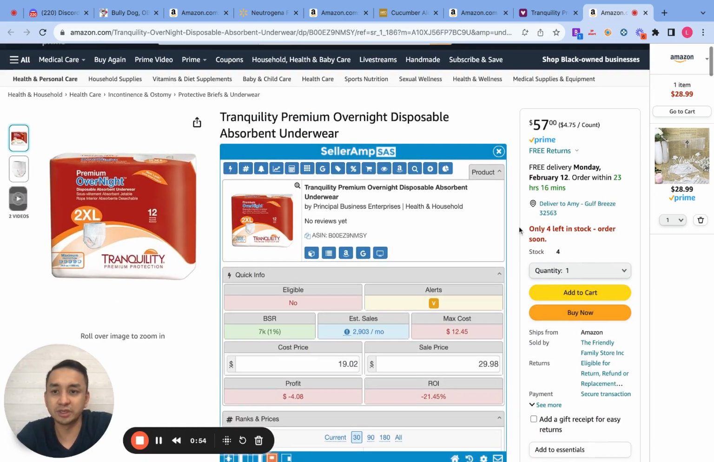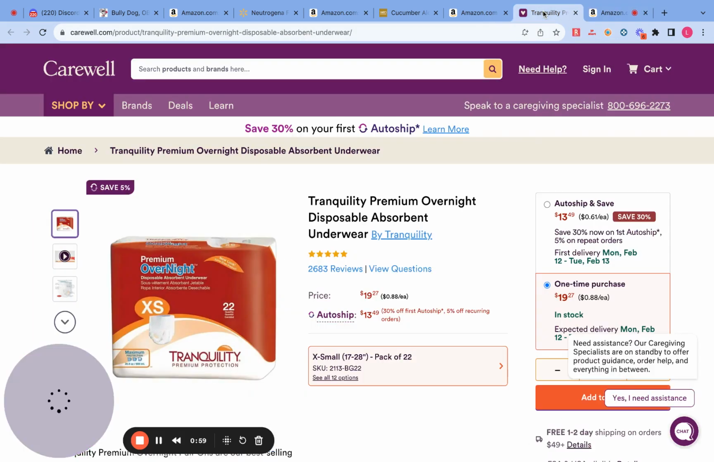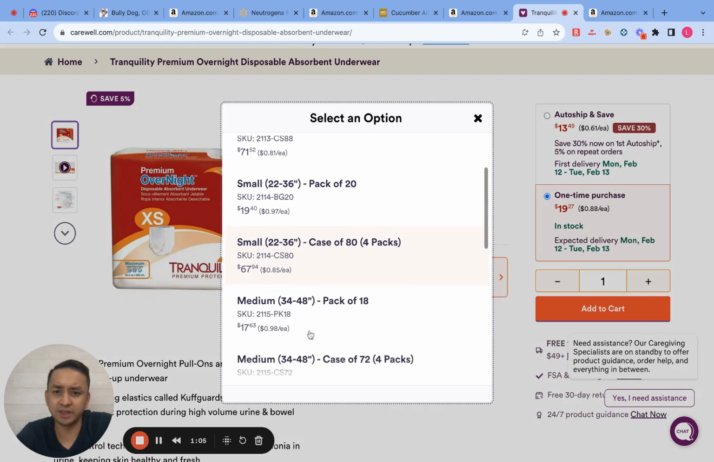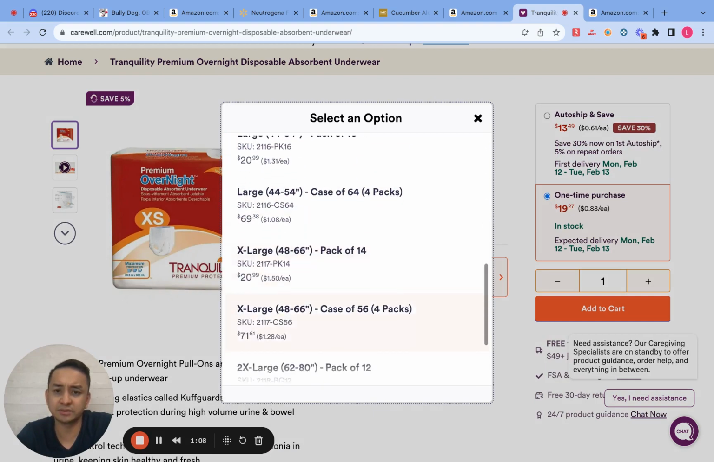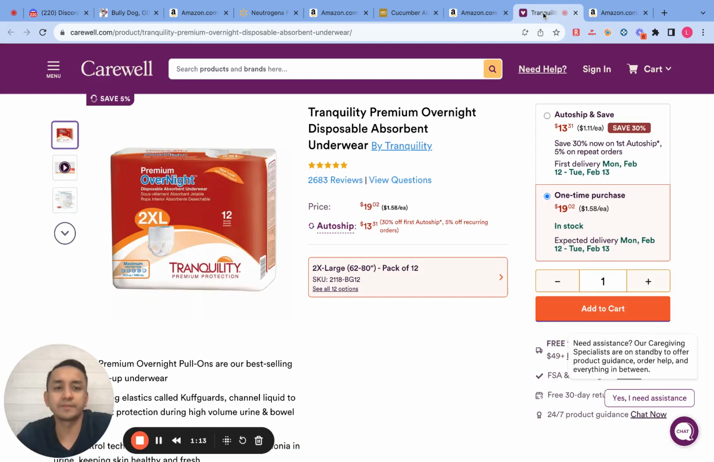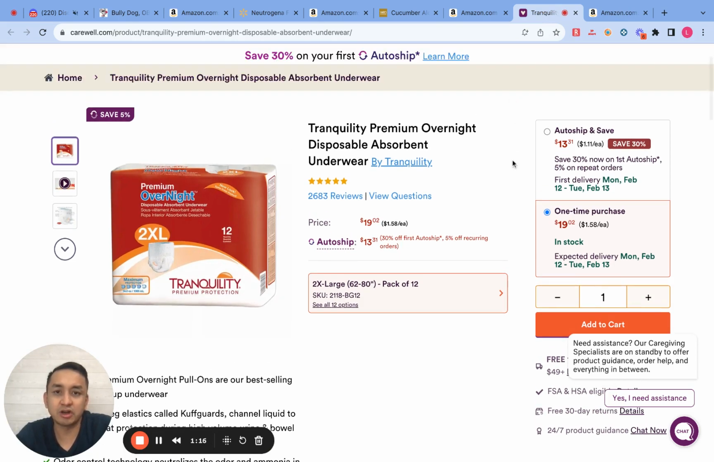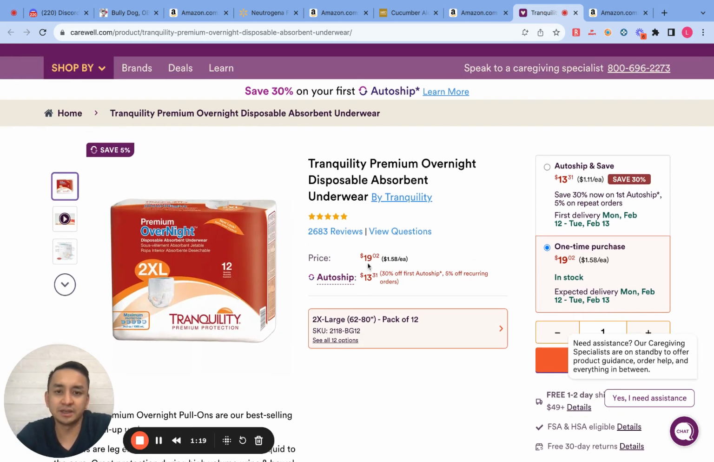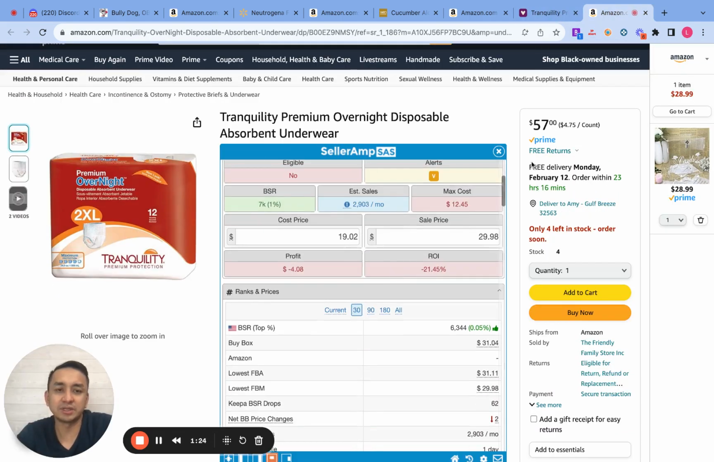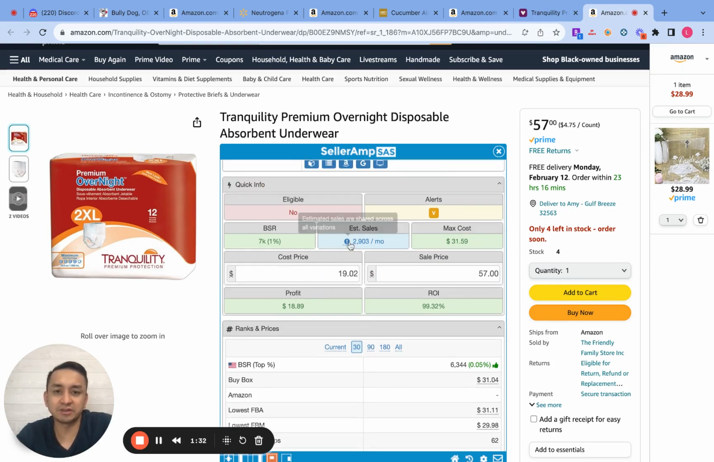So for example, this one is a Tranquility overnight underwear. So it's adult diapers, I believe. The size is double XL, I think. Let's see. So yeah, 2X. Double XL. Okay, it's the same. So the cost of this product is $19, $19.02 to be exact. And the selling price on Amazon seems to be at $57. So plug this in. It's getting 2,900 sales a month.